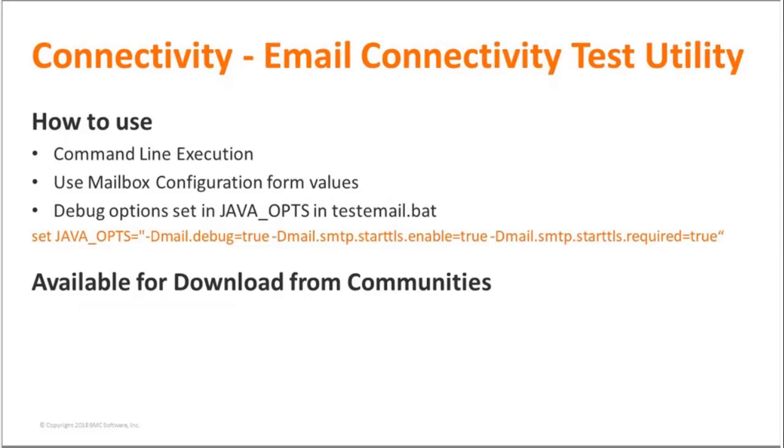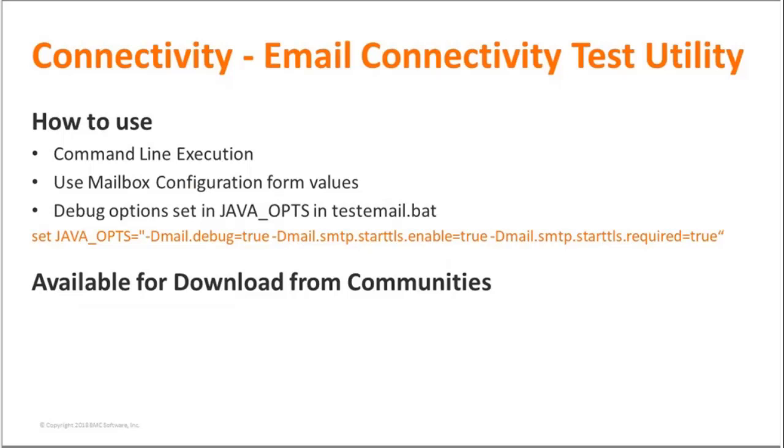Now earlier on, we talked about the connectivity utility. We call it the email connectivity test utility, and I'd like to go through that in a little more detail here. This utility allows you to test your mailbox configuration settings independently of the email engine. Typically, it's best to download and run this utility on the system where the email engine is installed, as this will help to validate the connectivity from that server to the mail server. This is especially useful when validating network connectivity issues.